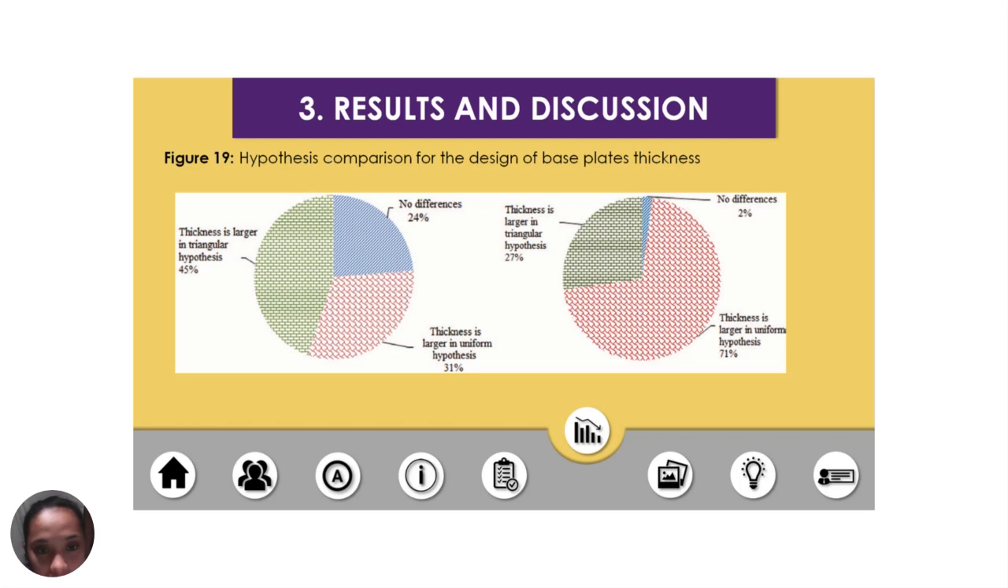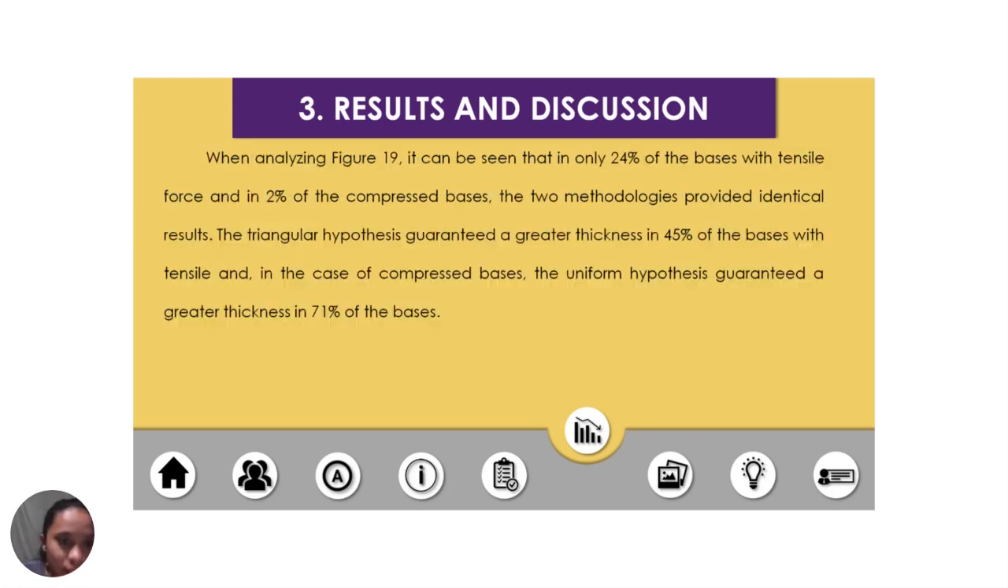In the compressed bases, the thickness is larger in the triangular hypothesis at 27%, while in the tensile bases it is 45%. And no difference is 2%, while the other one is 24%. So the thickness is larger in the uniform hypothesis at 71%, while the other one is only 31%.